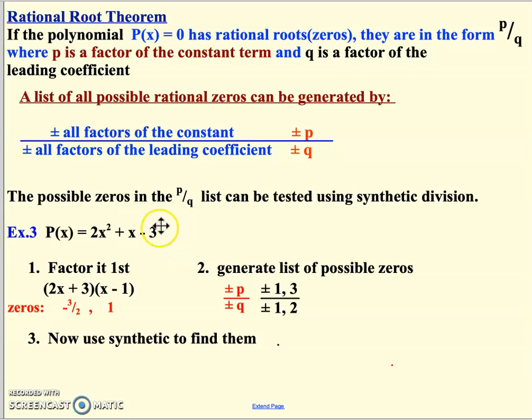I've got the factors of 3, which are 1 and 3, and the factors of 2, which are 1 and 2. Then I clean this up a little bit and make a list of 1 over 1, 1 over 2, 3 over 1, 3 over 2. So everything over everything. And here's what I'm going to test.